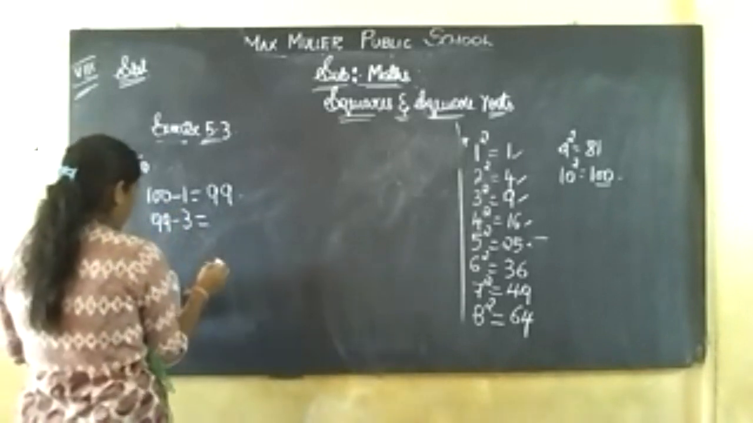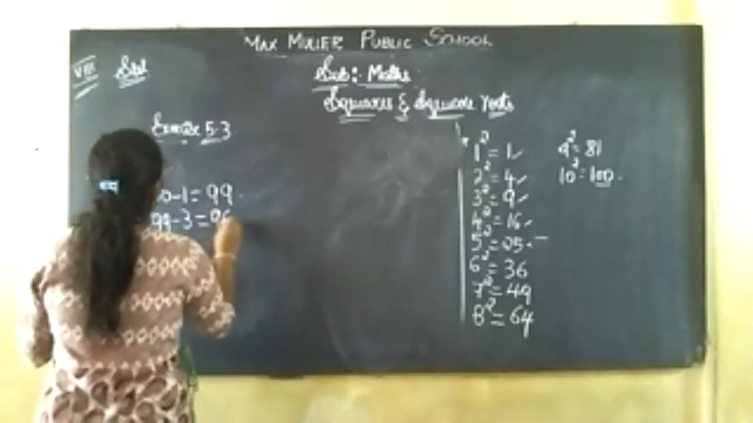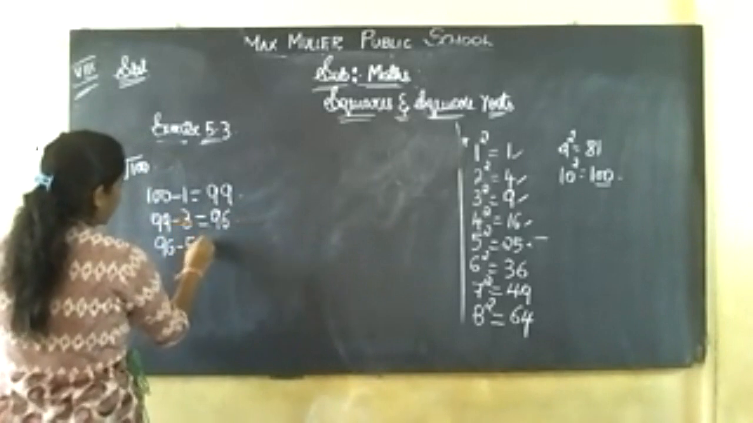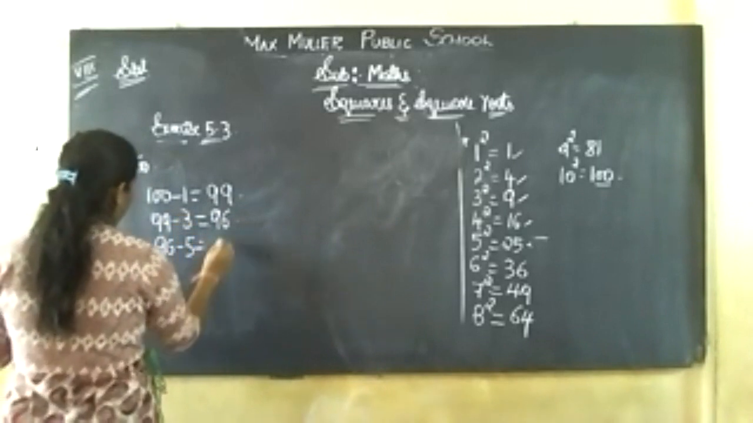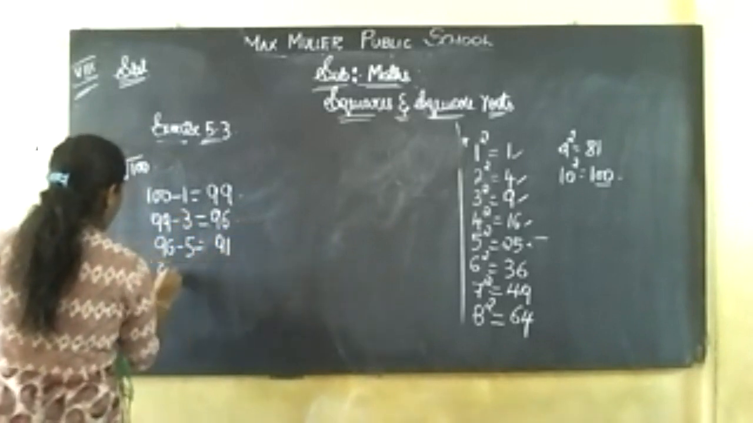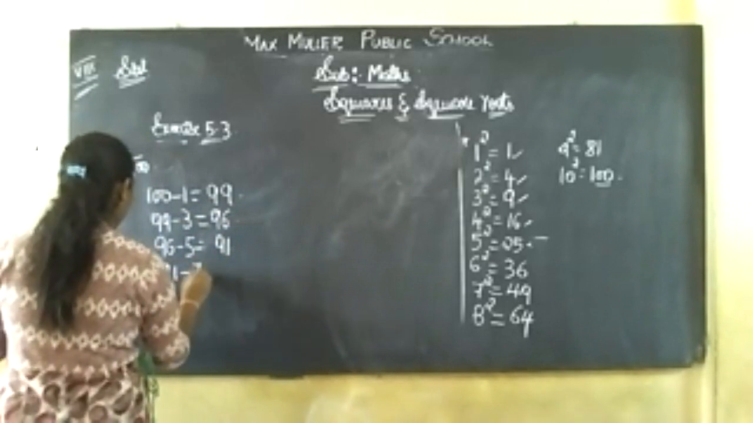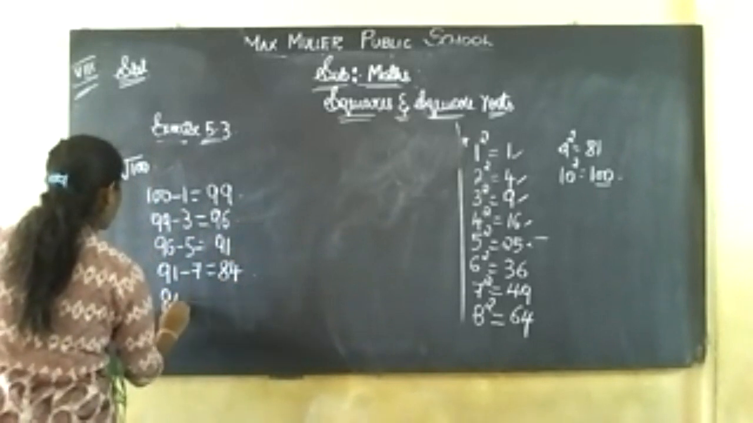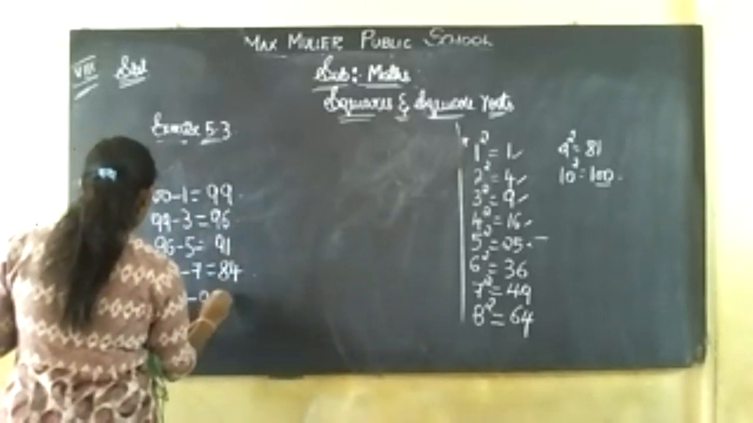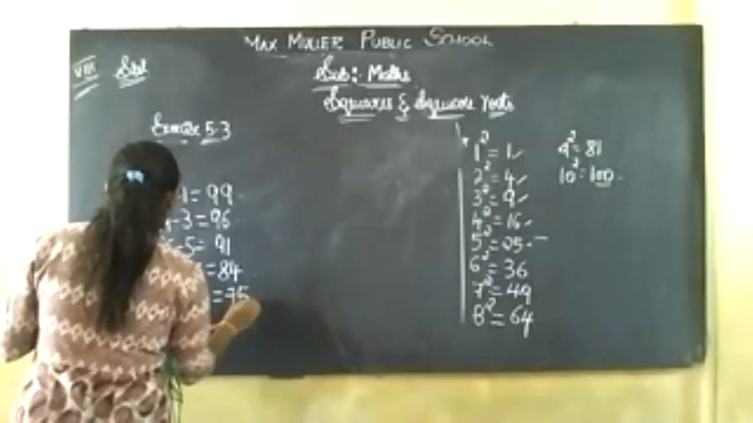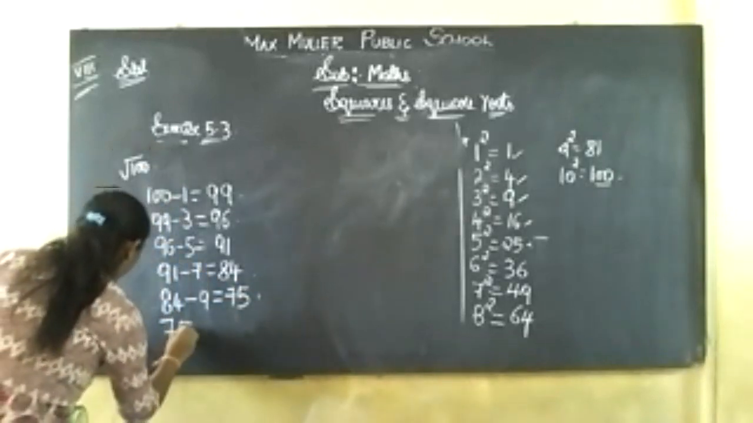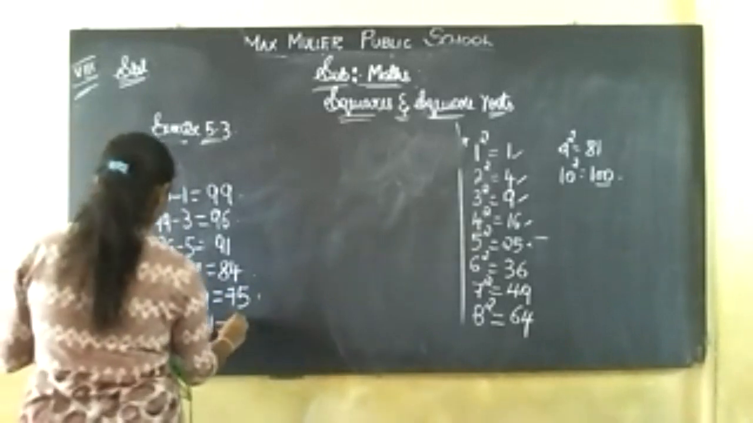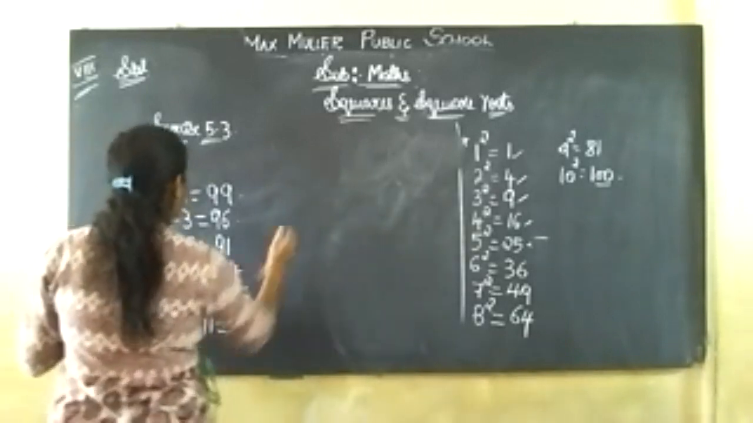99 minus 3, you will get 96. And again 96 minus 5, it is 91. And 91 minus 7, it is 84. And 84 minus 9, it is 75. And 75 minus 11, odd numbers, it is 64.